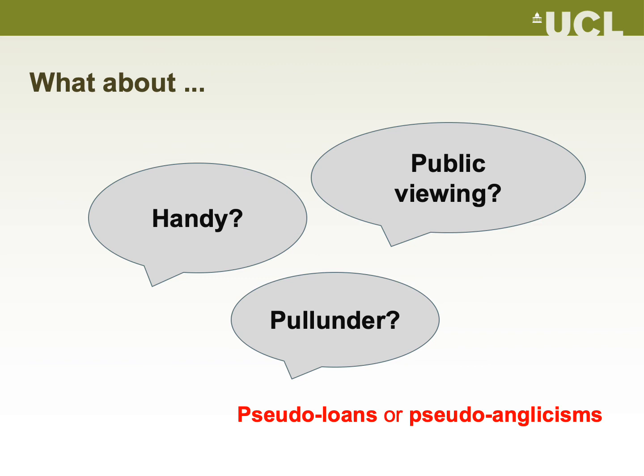Now, these examples are often referred to as pseudo-loans or pseudo-anglicisms, and this is because it's a word that has an English form, it looks English, but either doesn't exist in the English language or is used in a different context or with a different meaning than the one in German.